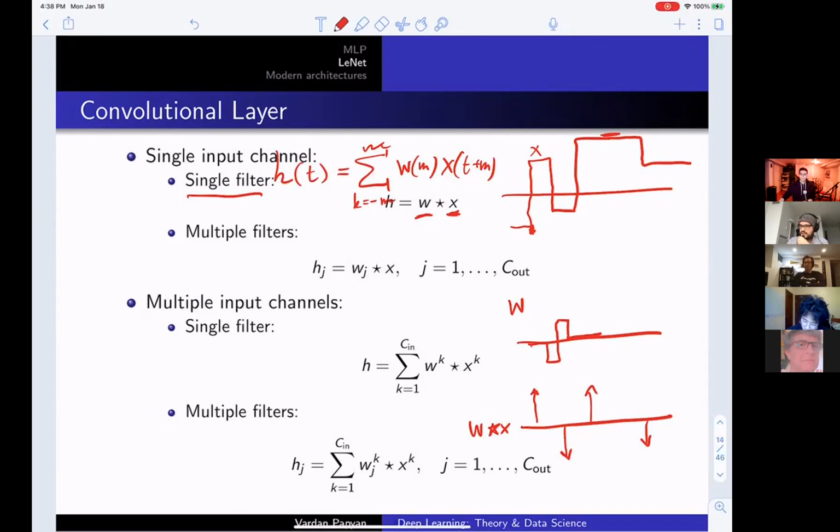So in fact, here T goes. You asked, do we take the indices of X mod M? There are different types of convolutions. There is something called circular convolution and non-circular convolution. In circular convolution, you basically circle all the way.